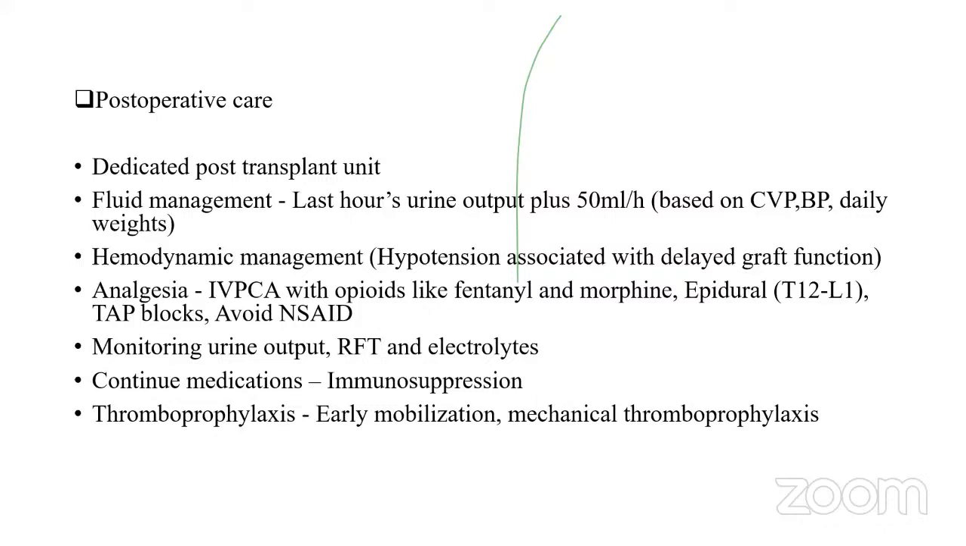Analgesia: IV patient controlled analgesia with opioids like fentanyl, morphine. Epidural with coverage of T12 to L1, TAP blocks, and we should avoid NSAIDs. Monitoring urine output, renal function tests, and electrolytes. We should continue immunosuppression lifelong. Thromboprophylaxis, early mobilization, mechanical thromboprophylaxis.